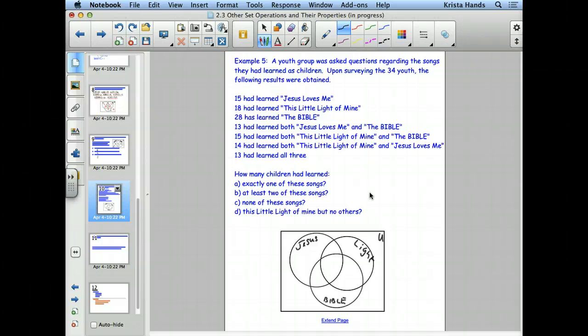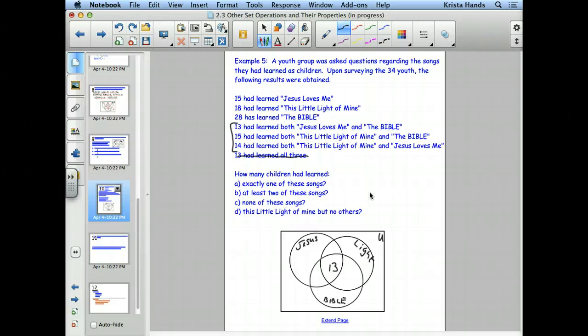The middle. And what's going to go in the middle, Hannah? 13, because 13 had learned all 3. I did that piece now. Now what? You go to the intersections. And their intersections are the 3 lines above that, right? Yeah. So all 3 of these we can do in any order we'd like. Let's just start from the bottom and work our way up.